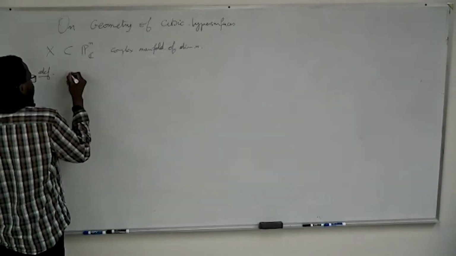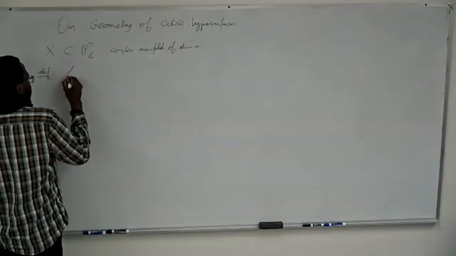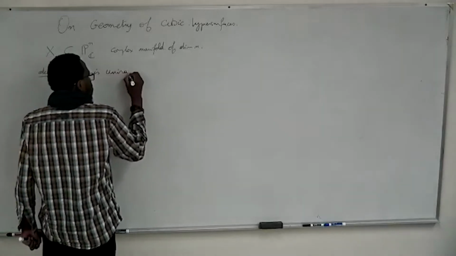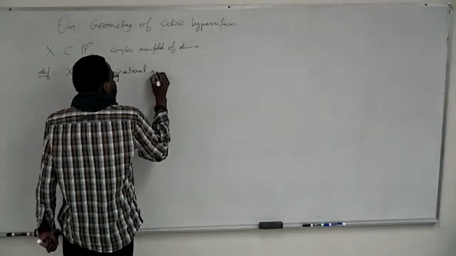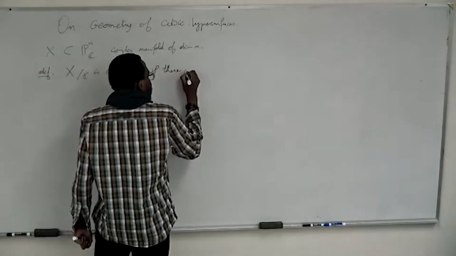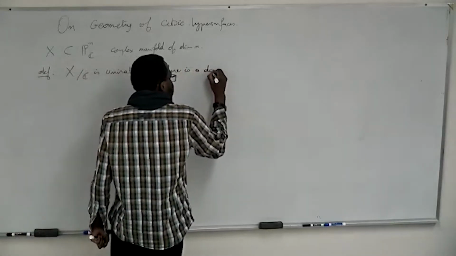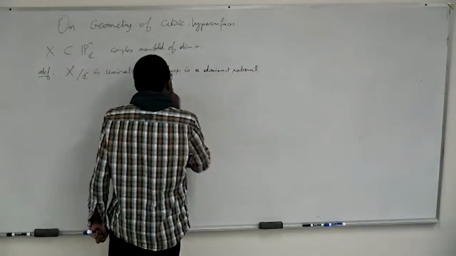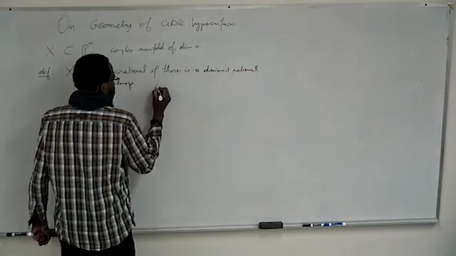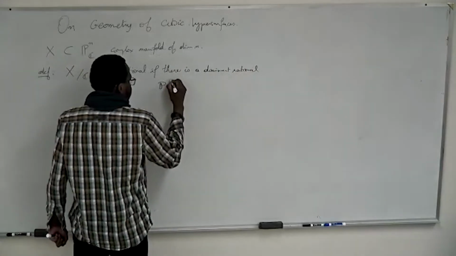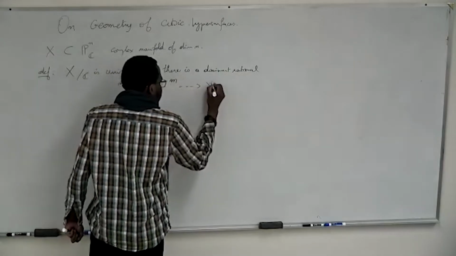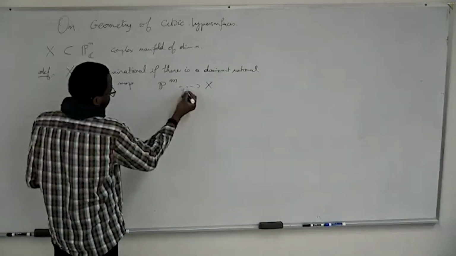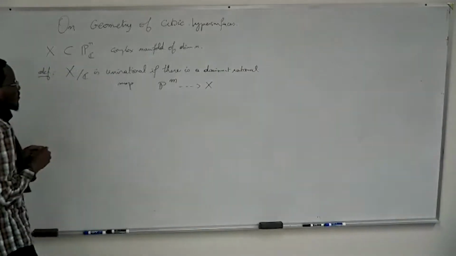And those that satisfy this bear a special name. We say that X is unirational if there is a dominant rational map, say from projective space, to X. And as I said, you can think of this map as being given by rational functions.